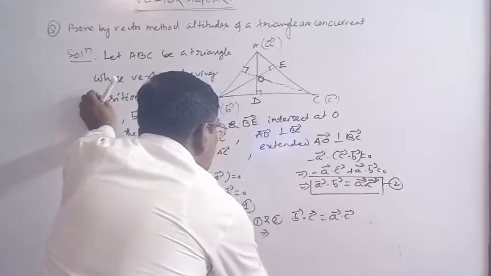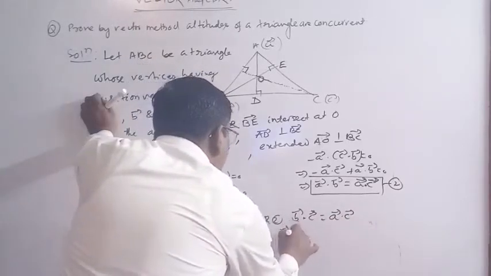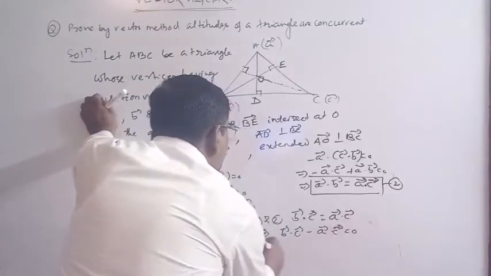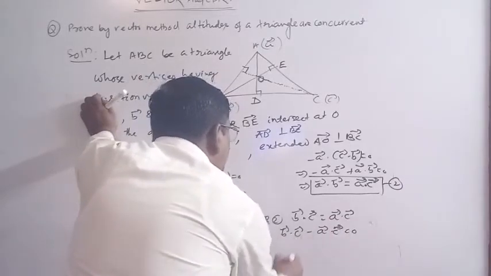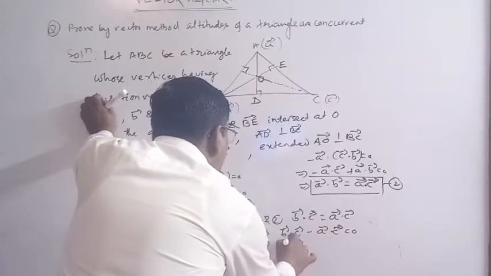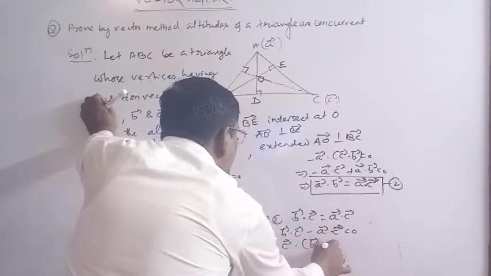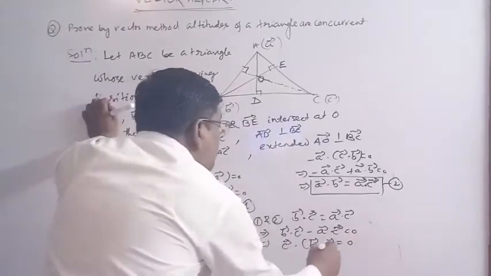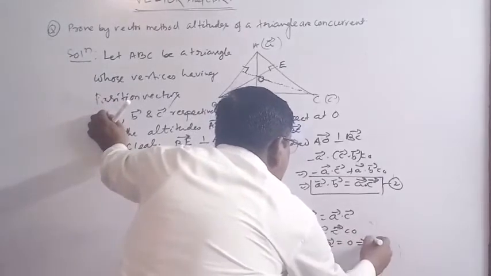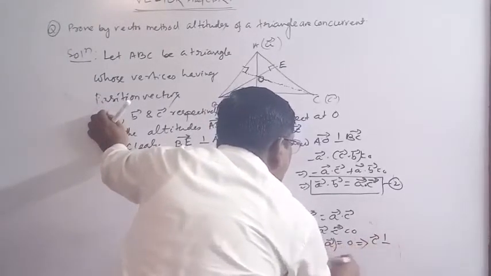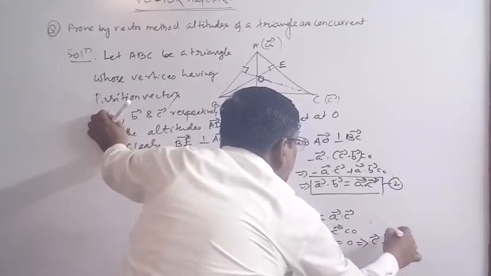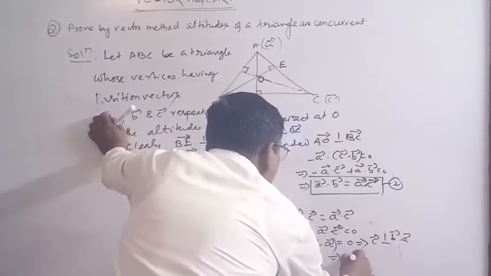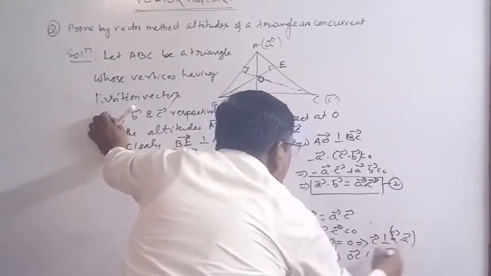Now this is B dot C minus A dot C is equal to 0. So with C common, that is C dot B minus A is equal to 0. That implies C vector is perpendicular to B minus A vector. So C vector means OC is perpendicular to B minus A.